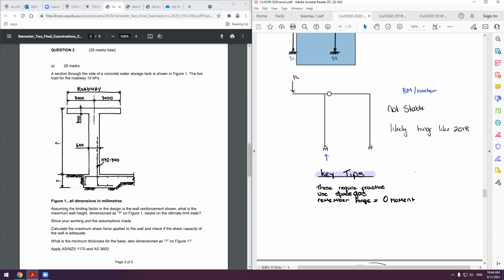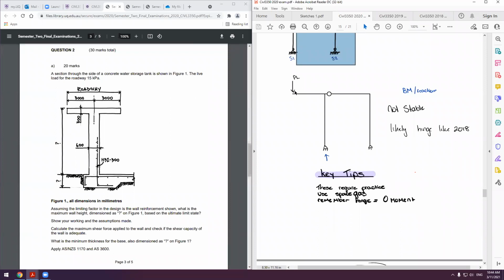Practice is the only way to get this question. I don't like it. It was the most stressful question. Make sure that you remember that at a hinge your moment is 0. And then just think about, say, again, we're using this one, if we've got no moment here, we can't have a moment here, which means we can't have any reaction forces here. We can only have a vertical one here.